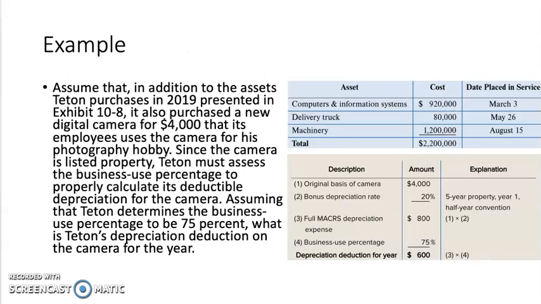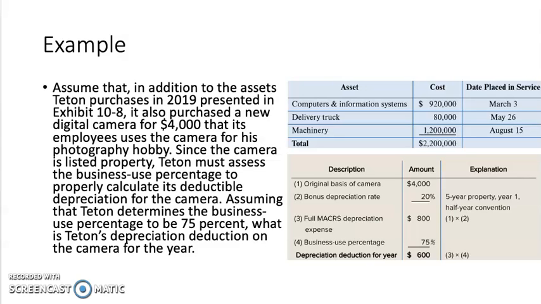So an example of this: assume that in addition to the assets Tenton purchased in 2019 presented in Exhibit 10-8, so the blue box above, it also purchased a new digital camera for $4,000 that its employees use for a photography hobby. Since the camera is listed property, Tenton must assess the business use percentage to properly calculate its deductible depreciation for the camera. Assuming that Tenton determines the business use percentage to be 75%, what is Tenton's depreciation deduction on the camera for the year? So the answer for this would be $600.